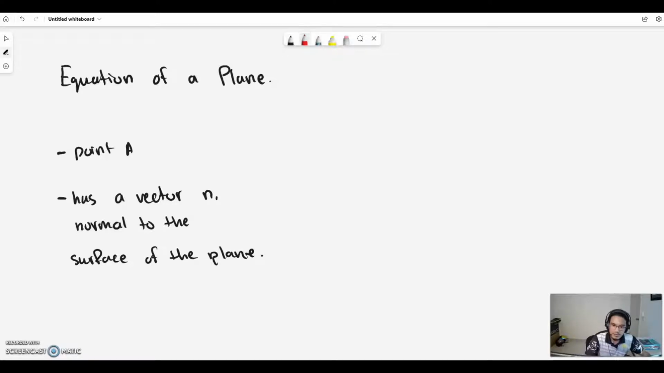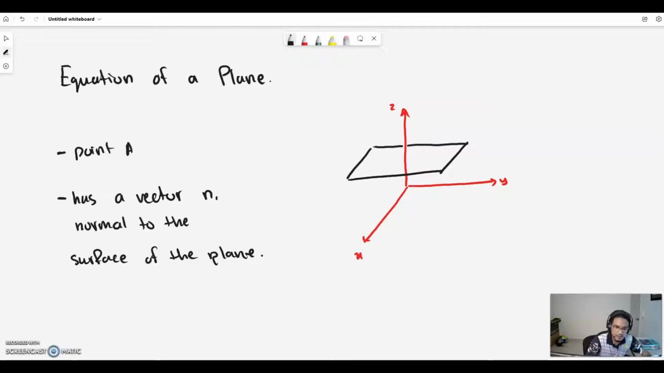Okay, so let's say here is our plane within the axes of z, y, and x. So this is the plane that is across the three axes. On the plane we have a point A. So point A is on the plane, and then the plane also has a vector n.